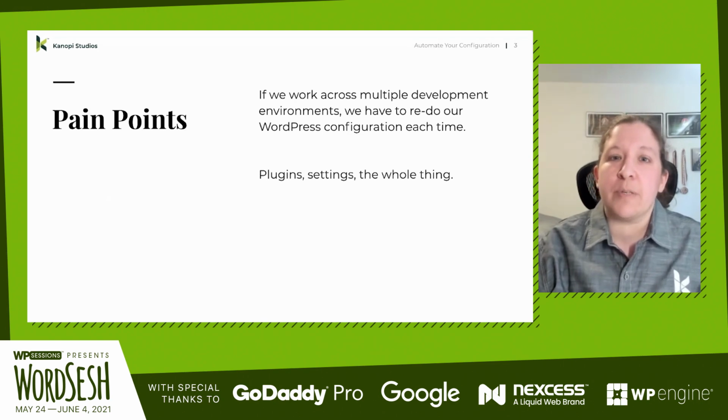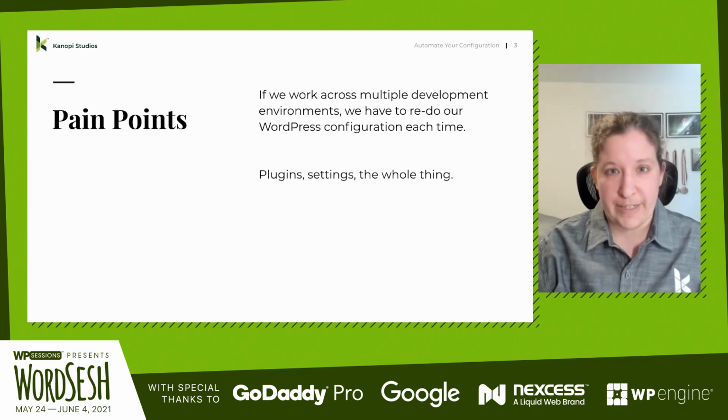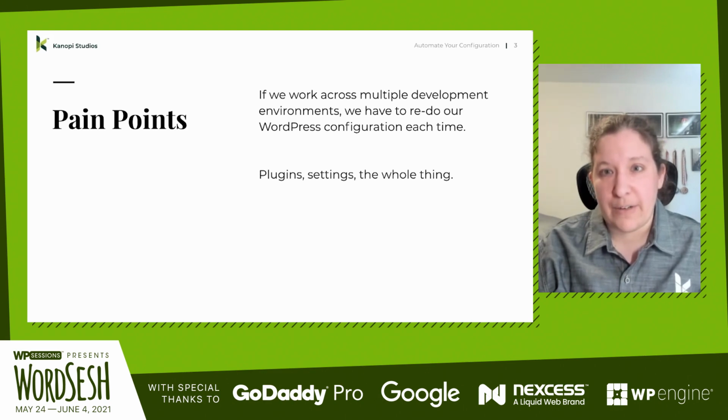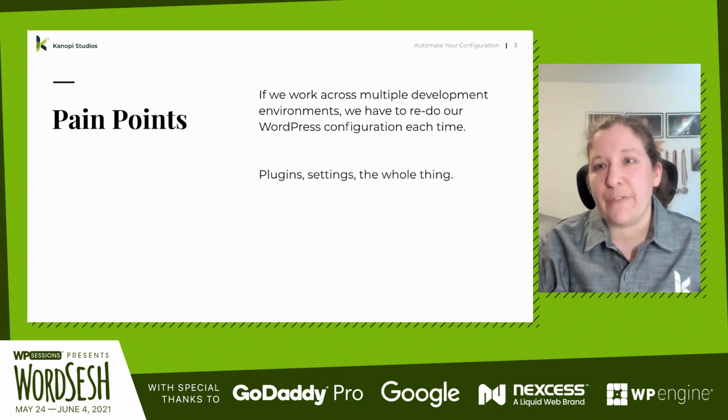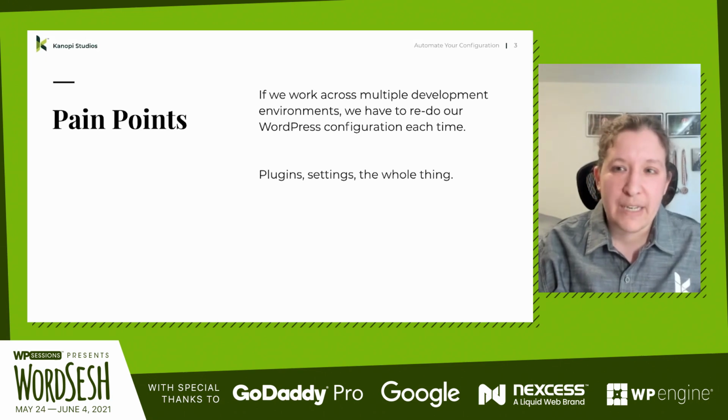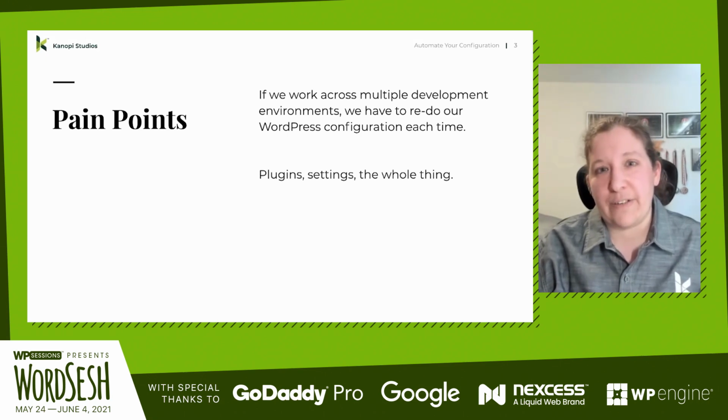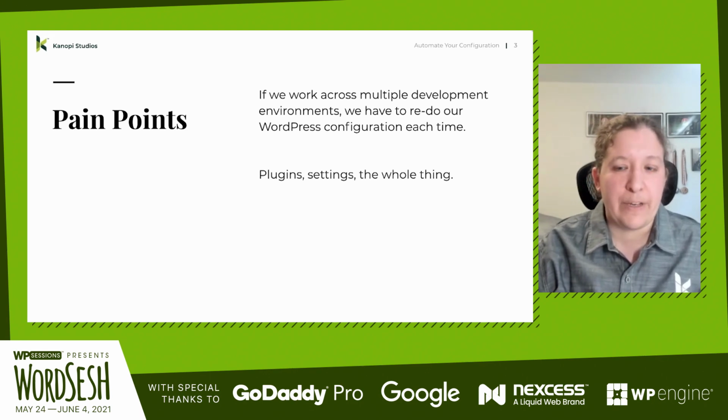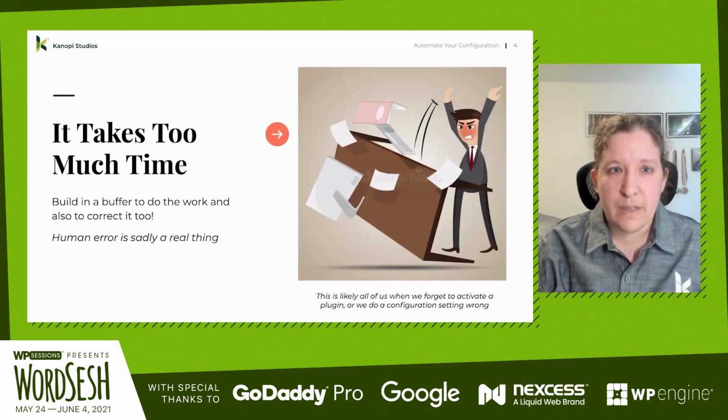Well, if you work across multiple development environments, even just from your local machine to a production URL, you have to redo everything every single time. You need to activate your plugins, you need to configure your facets if you use FacetWP, or any of your other plugin settings. You need to do that over and over and over, and it only gets worse if you have development, staging, and live. So it just takes so much time. It's all that precious time that we use for development or QA.